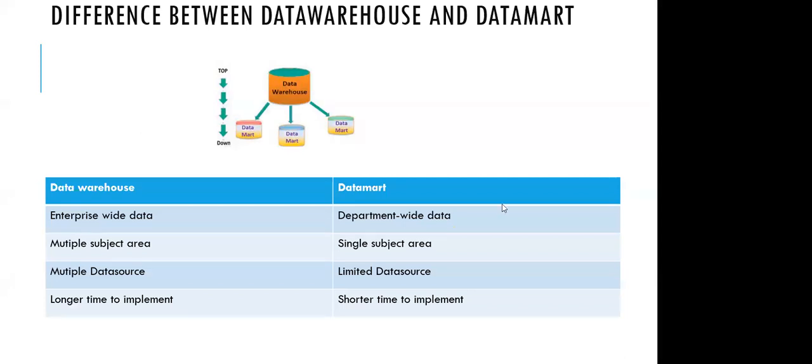Okay, so differences between data warehouse and data mart. Data warehouse we have seen, and data mart we have seen. Then what are the differences between data warehouse and data mart? In a data warehouse, it's considered enterprise-wide data, but a data mart is department-wide data. Why enterprise? Because in a data warehouse, usually all the data will be stored.